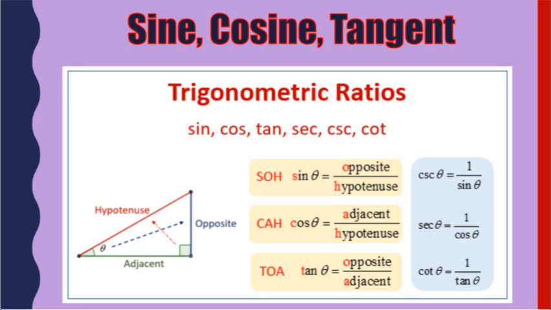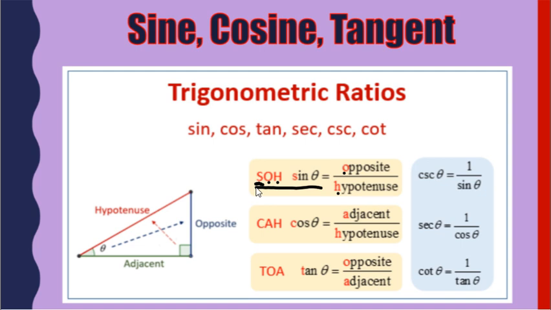So you have 6 trigonometric ratios that we will be using in trigonometry. We got sine, which is opposite over hypotenuse. Sometimes you might hear it as SOHCAHTOA to help you remember how to write the ratios. So sine is opposite over hypotenuse, so opposite leg divided by the hypotenuse.